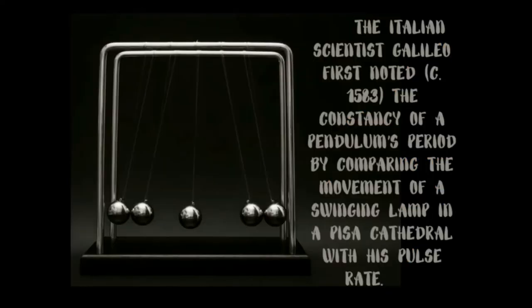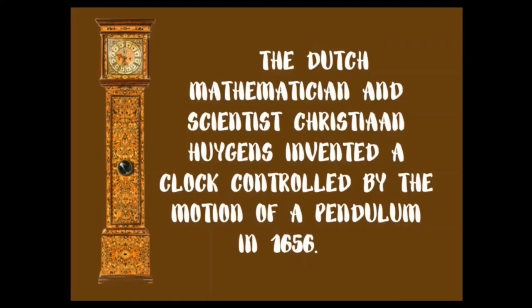The formula for the period T of the pendulum is T equals 2π square root of L over g, where L is the length of the pendulum and g is the acceleration of gravity.